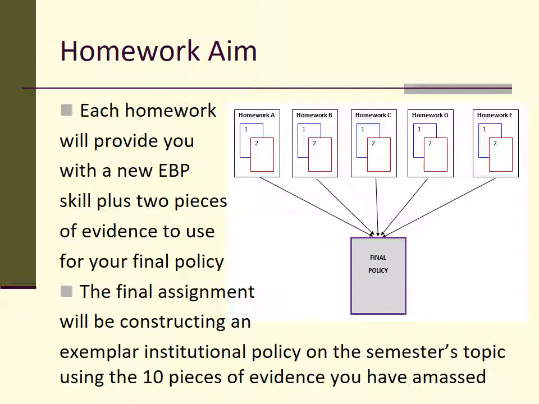Again, each homework is designed to provide you with a new EBP skill plus 2 pieces of evidence to use for your final policy. So by the time you complete the 5 homeworks, you will have collected and assessed at least 10 pieces of evidence and have an excellent skill set, giving you an outstanding basis for writing your final policy. Based on the quality of your homework, you should need to do minimal or no additional research in order to write your policy.